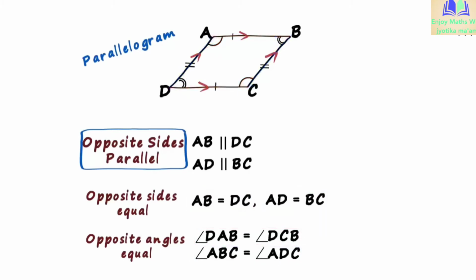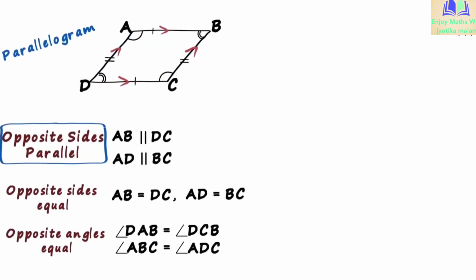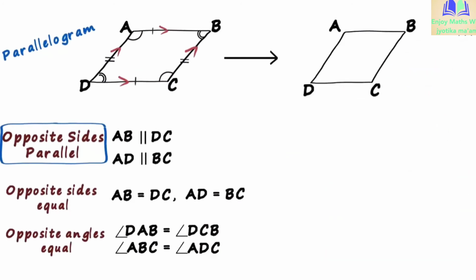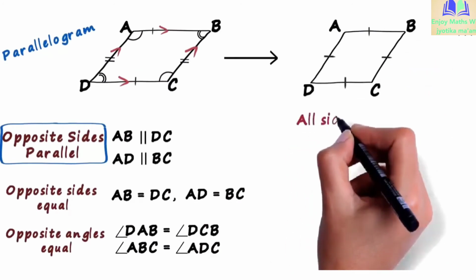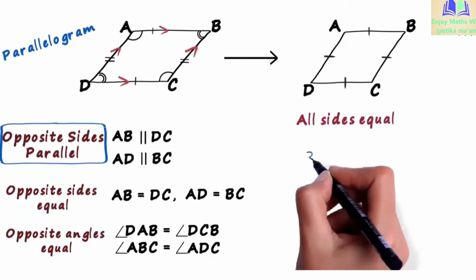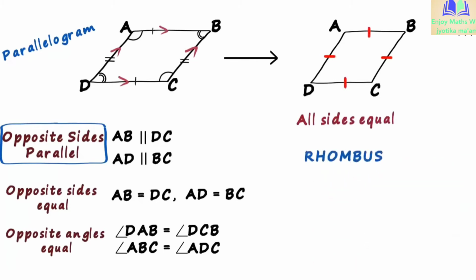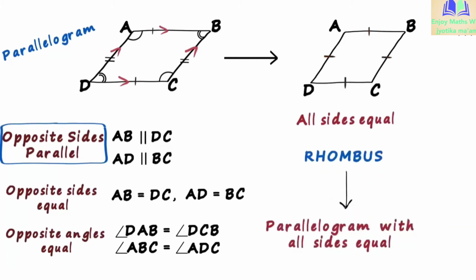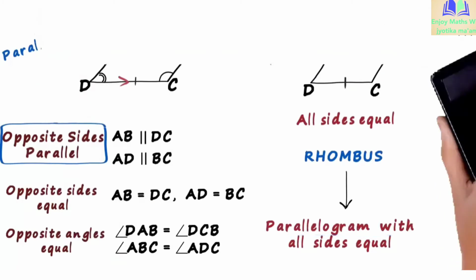Let's see the special case of a parallelogram. In this parallelogram, all the sides are equal to each other. This is a rhombus. So, a rhombus is a parallelogram with all its sides equal. It will have all the properties of parallelogram as well as this additional property that all its sides will be equal.